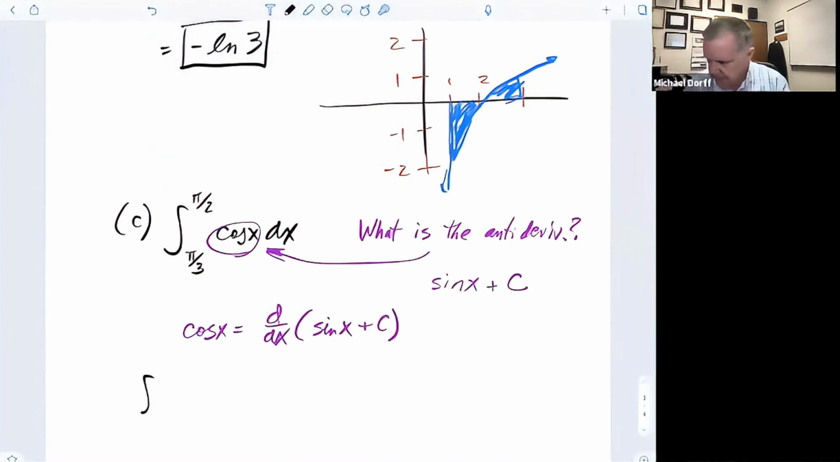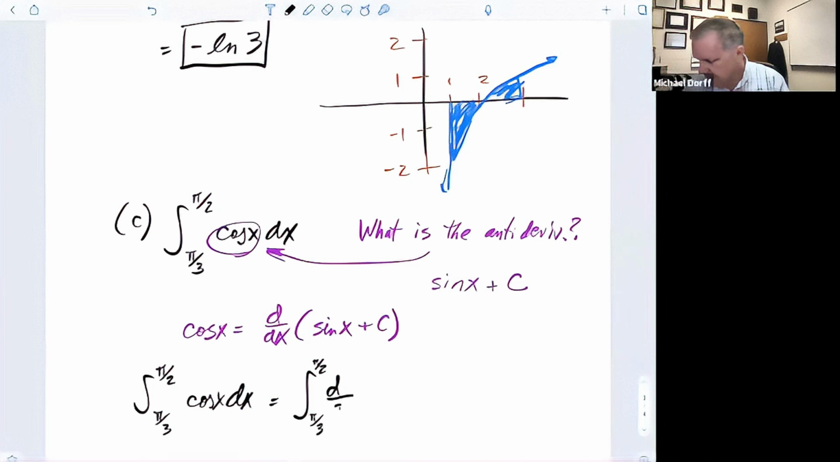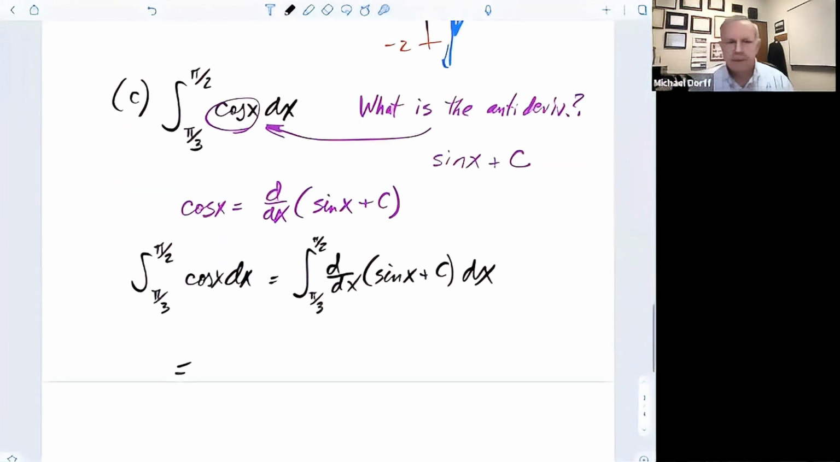That antiderivative means that cosine of x is equal to the derivative of its antiderivative. Now I've got the integral from pi over 3 to pi over 2 of cosine x dx. That's the same thing as the integral of the derivative d/dx of sine x plus c dx. And because of the fundamental theorem of calculus, I'm taking the integral of the derivative. They undo each other. So I'm left with sine of x plus c, and I'm going to evaluate it from pi over 3 to pi over 2.